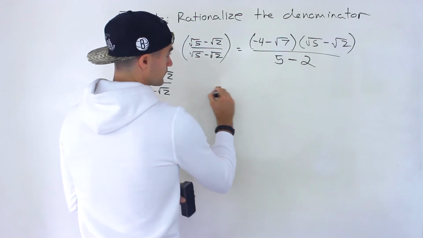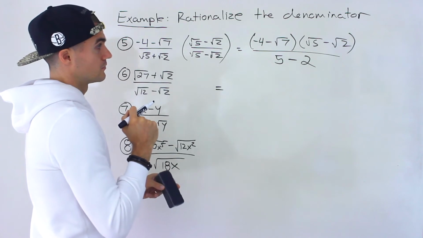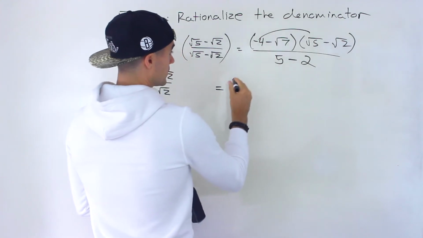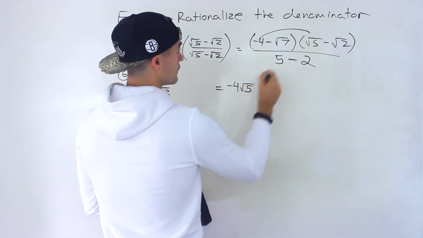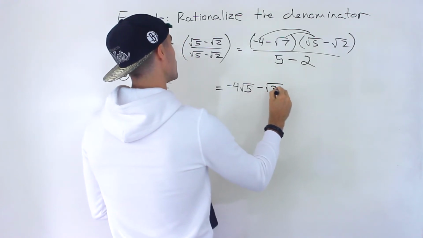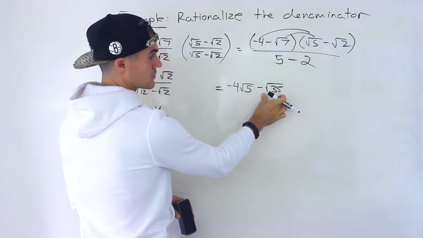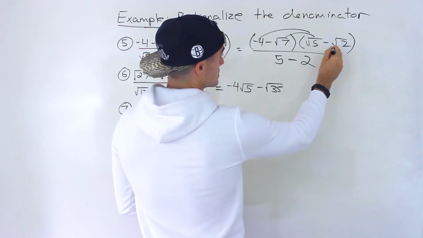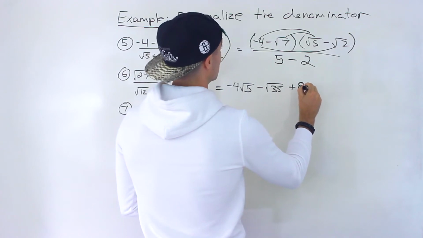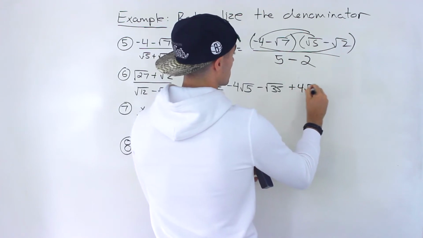So from here, what we do is we do have to FOIL out that numerator, right, to check if anything is going to simplify. So this times that would give us negative 4 root 5. This times that would give us minus root 35, right? 7 times 5 is 35, and they're both under the root, so we put this under the root. Then we would do minus 2 times negative 4, which would give us positive 8. No, it would give us positive 4 root 2, sorry.